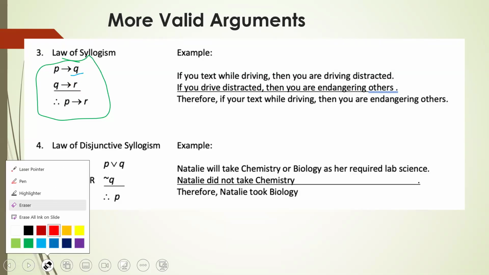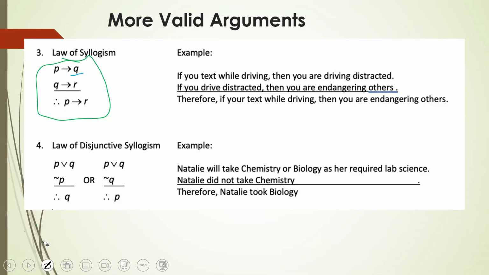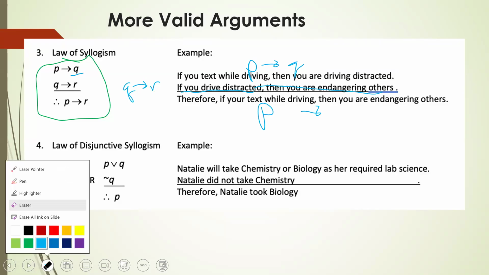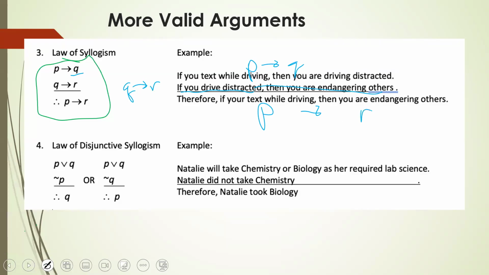Looking at an example of this, we're given that if you text while driving, then you are driving distracted. That'll be our P implies Q. If you drive distracted, then you are endangering others. We see that if you drive distracted is being repeated, so that's our Q implies a third statement R. And so based on our setup, we have that P implies R: if you text while driving, then you are endangering others.